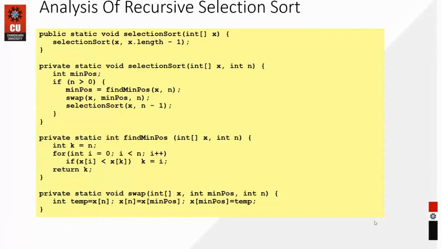You can see private static findPos(int x[], int n), then for i equal to 0, i less than n, i plus plus. If x of i is less than x of k, then k equals i, then return k. In this way, you need to find the smallest element.